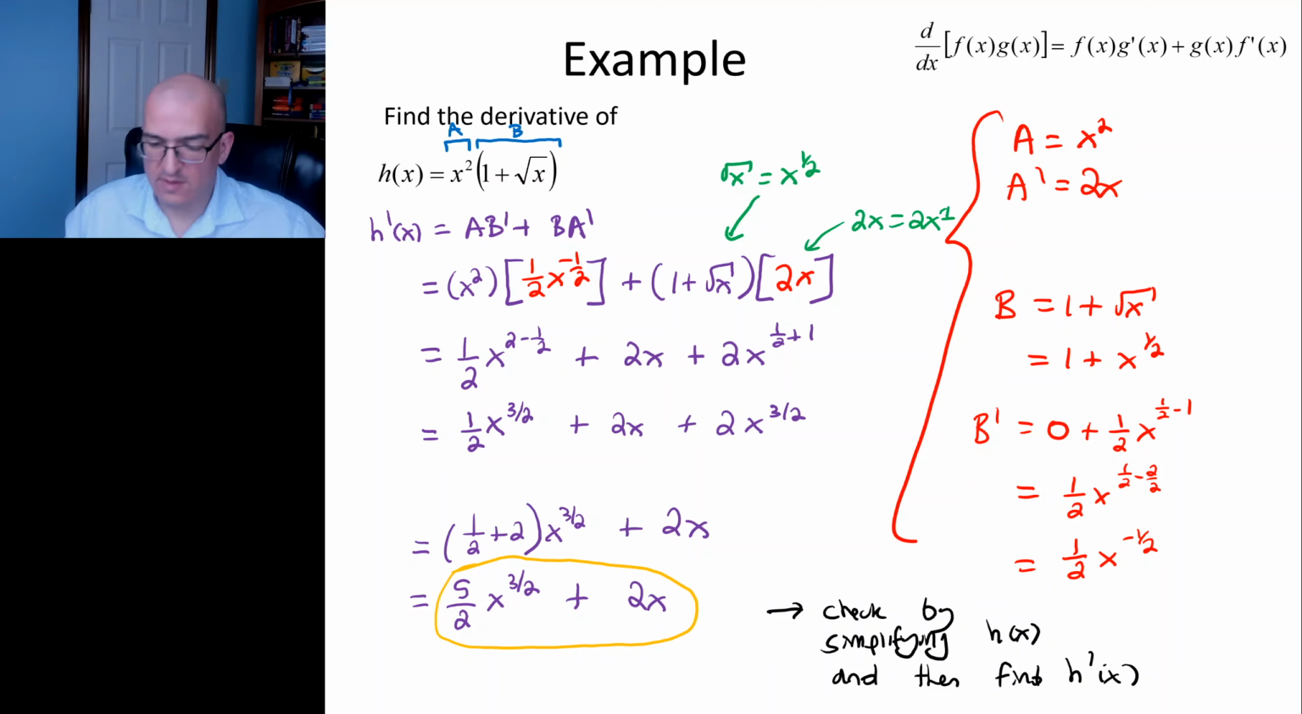Because when you simplify, you get x squared plus x squared times x to the 1/2, which is x to the 2 plus 1/2, which is x to the 5 over 2. Take the derivative of x to the 5 over 2, you get 5 over 2 x to the power of 5 over 2 minus 1, which is actually the term that's there. 5 over 2 x to the power of 3 over 2. Then the derivative of x squared is just the 2x. Anyway, that was too fast to write down. Do it on your own. I don't want you to copy it, I want you to do it.